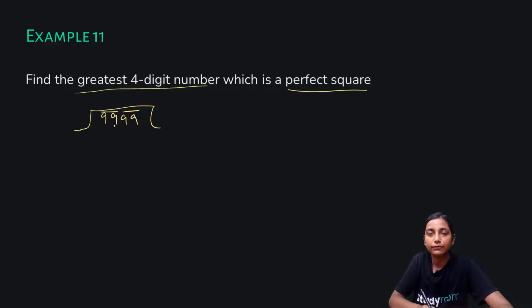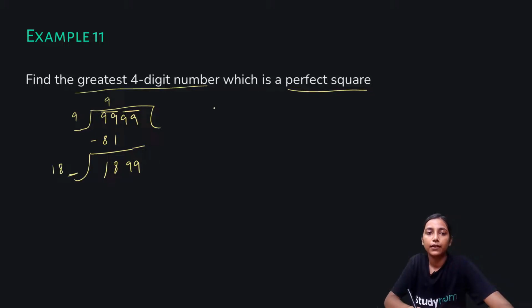For 99, we will get 9. We know that 9 9s are 81. Square of 9 is 81. Square of 10 will be 100. That will be greater than it. It will be 18. Bringing these two numbers down, we get 1899. Double of 9 is 18. We need to find one number here.